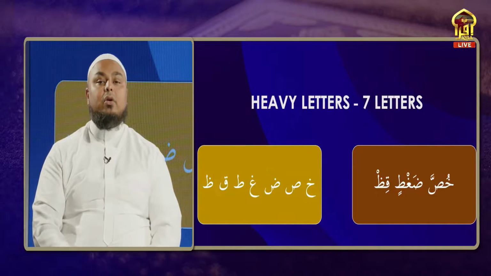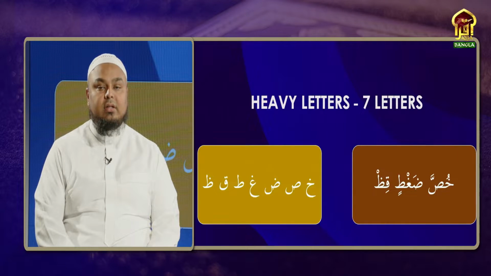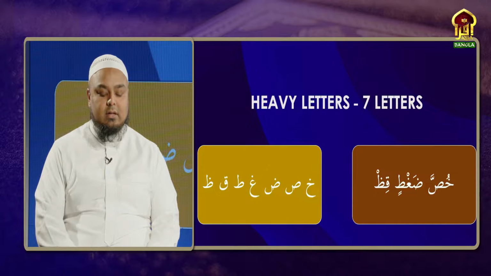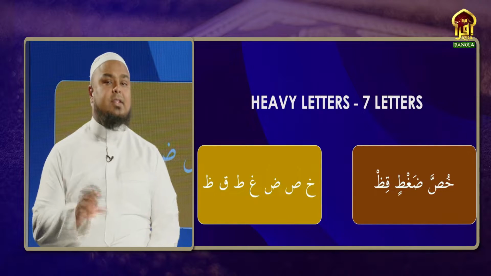Again, if you can analyze, we're repeating the same thing over and over again. So the three principles apply. Ta, wrong, no double E. Ta, ta, qaf. And finally, dha. And now if you look at all the letters: kha, sad, dad, ghain, ta, qaf, and dha. Right, how many letters are there?